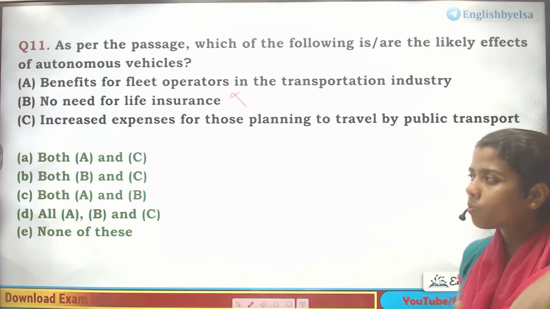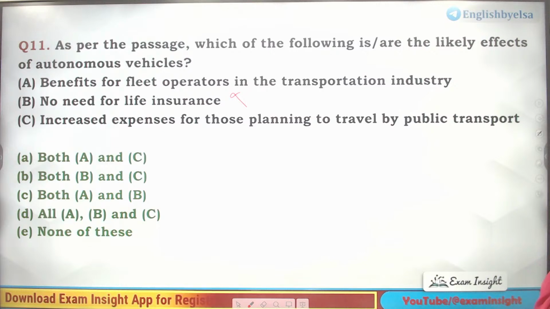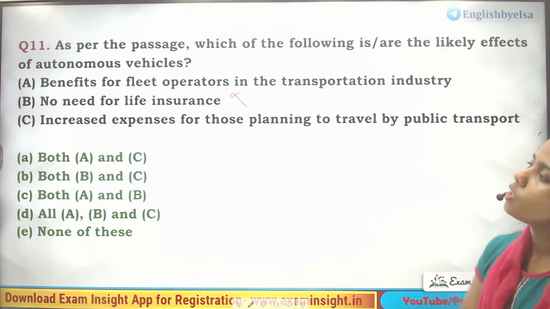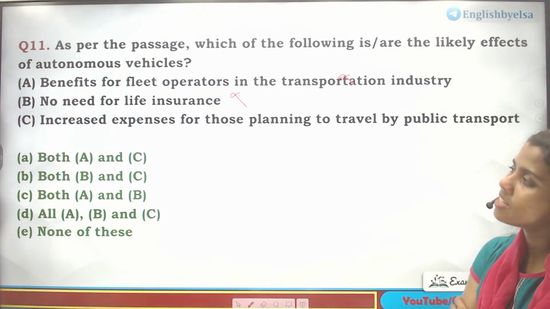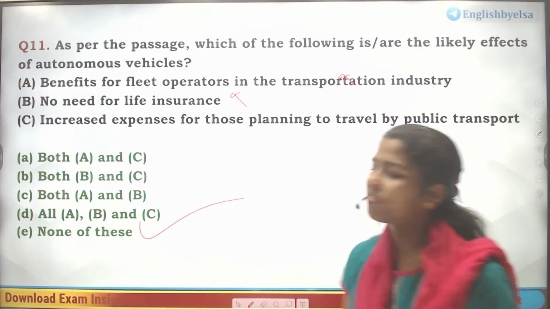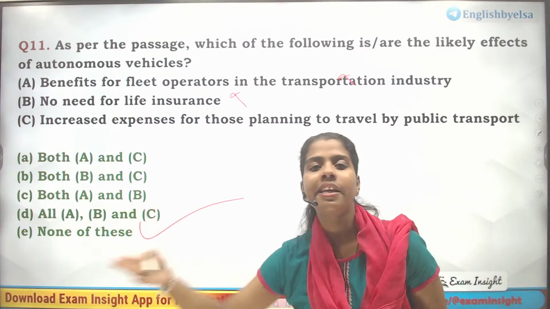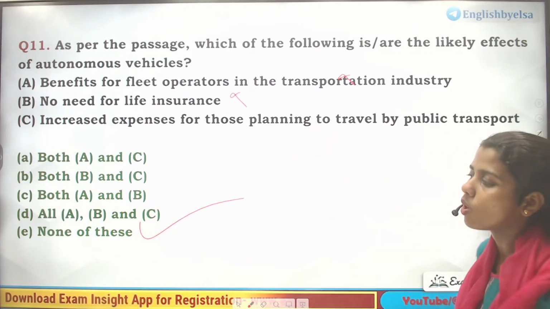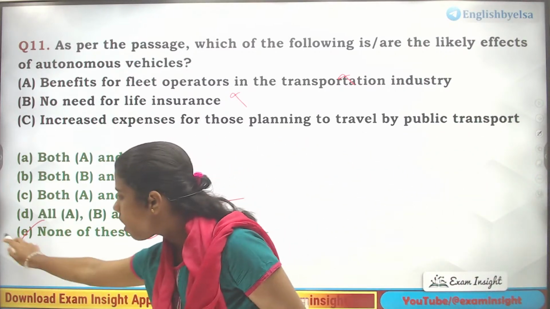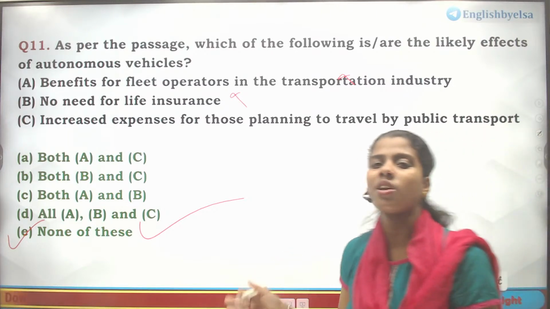Question number 11, which one do you feel? Effects of autonomous vehicles. Fleet operators are not benefiting from autonomous vehicles. That means A gone, B gone. If I look at the options, I will have to go for none of these. Why? Because I do not get an answer with only C. That means I can go directly to option E. In this question also, unfortunately, in 3 of the questions my answer was option E. That means none of the options.